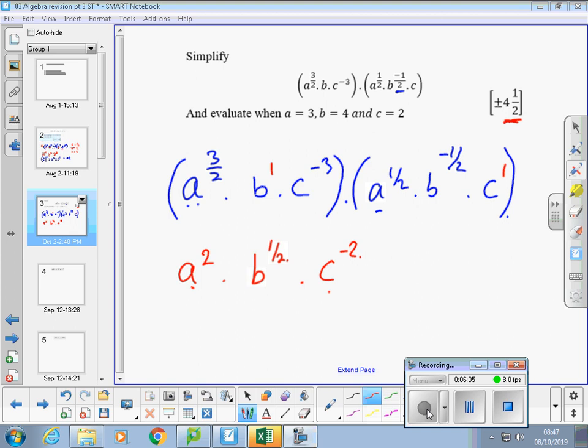You can reciprocal c to the minus 2, so I can keep that as a squared, leave b for a minute, and I can write that as 1 over c squared if I want. Right, what about b to the half? Square root. That is exactly the same thing.